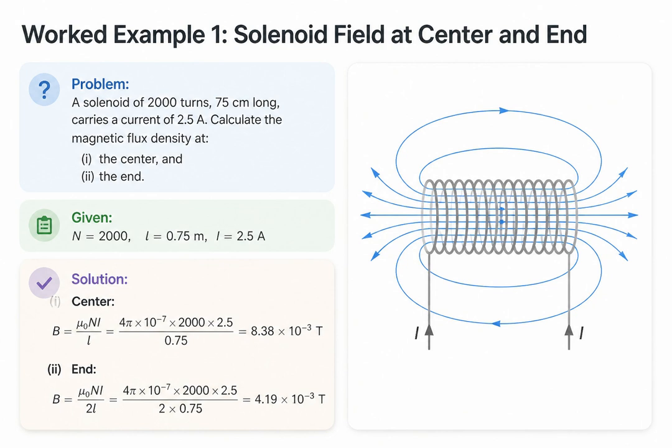Now, what about at the ends? Since the field at the end is exactly half of the center value, we can simply divide our previous result by 2, or calculate it directly using 2L in the denominator. This gives us 4.19 times 10 to the minus 3 Tesla. Notice how straightforward this is once you identify the correct formula for each location.